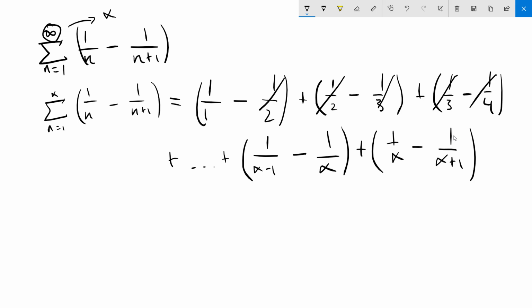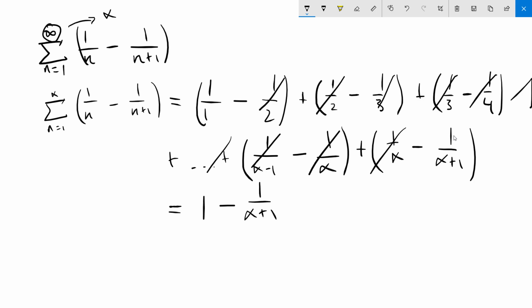The minus 1/4 is going to cancel with a 1/4. It's going to be over here somewhere. This alpha minus 1 is going to cancel with an alpha minus 1. It's going to be over here somewhere. Minus 1 over alpha is going to cancel with this positive 1 over alpha. And what we're going to be left over with is 1 minus 1 over alpha plus 1.